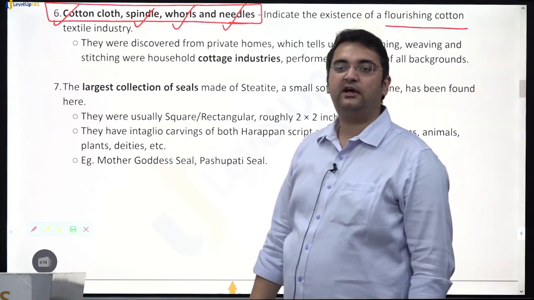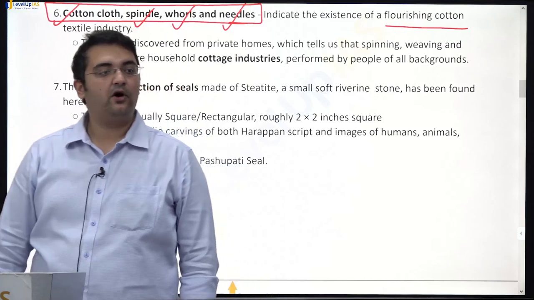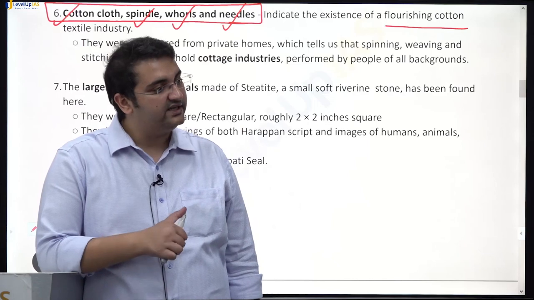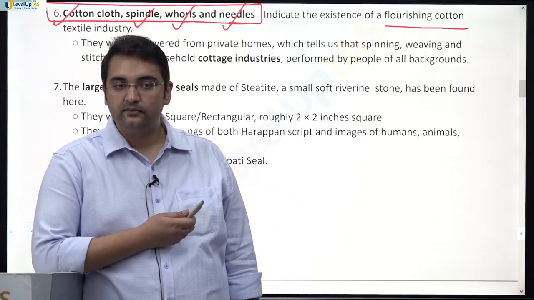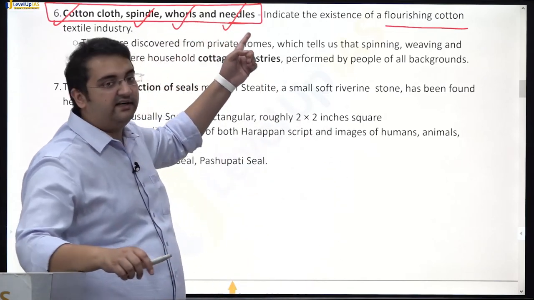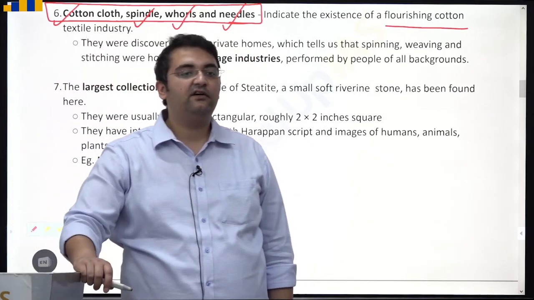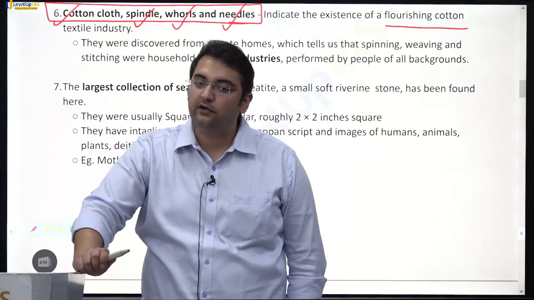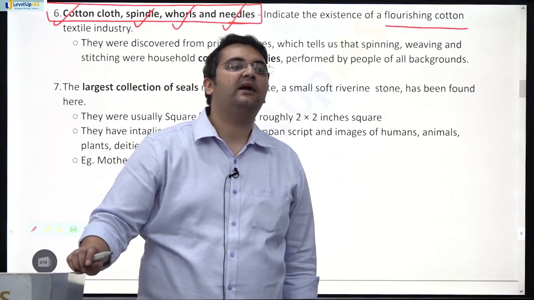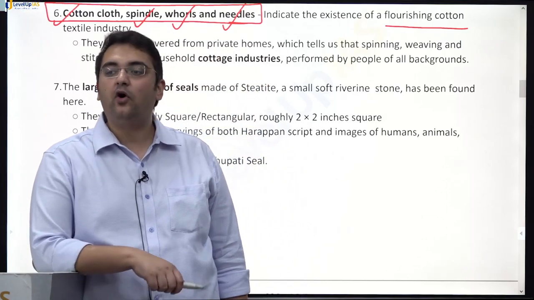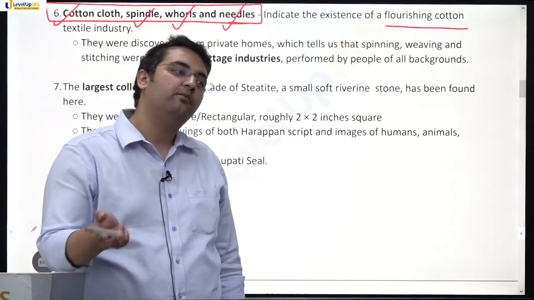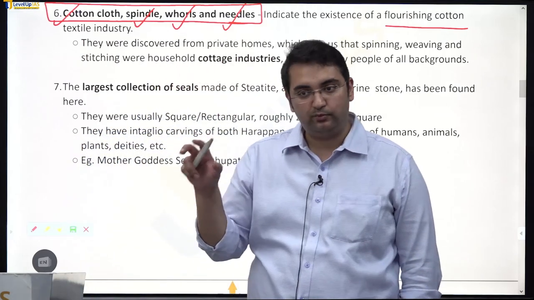Ab ye batao, was it an organized industry or a household industry? Household industry, a cottage industry. And how do we know this? Because these things, spindles, whirls and needles, they have all been discovered from the individual houses of ordinary Harappans. And this was an activity that was undertaken by Harappans of all economic backgrounds, both rich as well as poor. Because we have found this from both the large houses as well as the small houses.